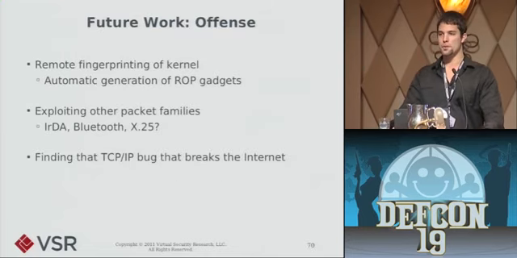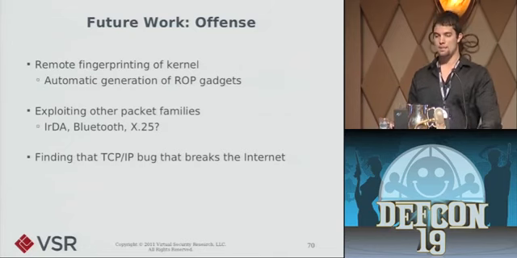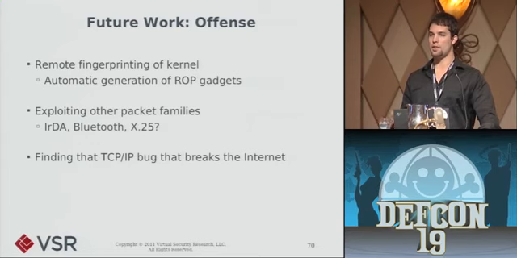Now, more general future work on the offensive side: because these exploits really rely on knowing something about your target, I think remotely being able to fingerprint a kernel, identifying whether it is a distribution, which distribution it is, and what version it is likely to be, is really essential in gaining the information you need to build your exploit. I'd also like to look at other fun packet families for exploitation: IRDA, Bluetooth, X.25. They are all less tested and probably have plenty of fun bugs. And of course, finding that IP bug that breaks the entire internet is always future work.